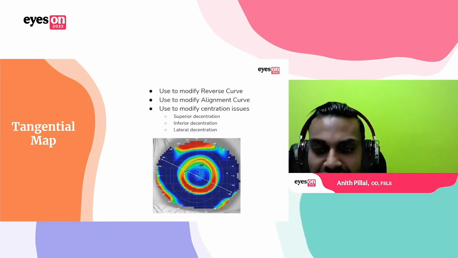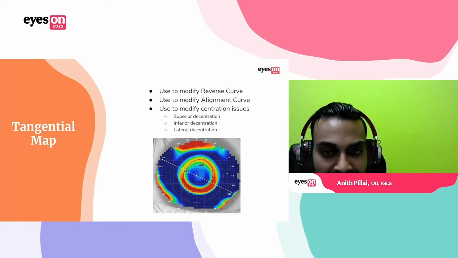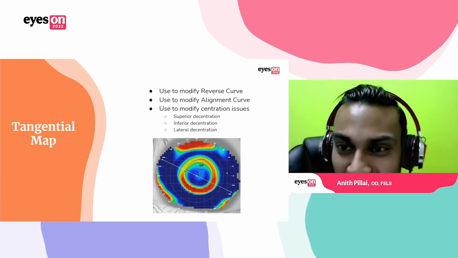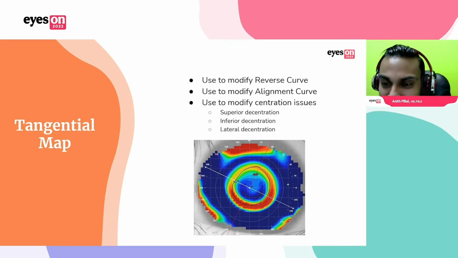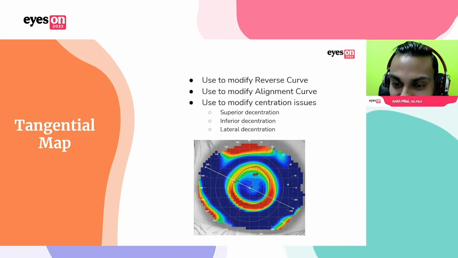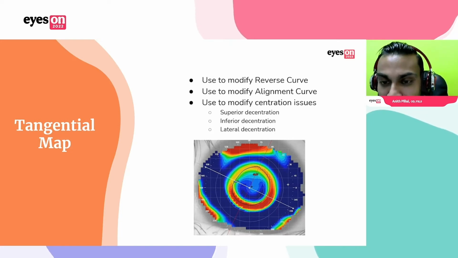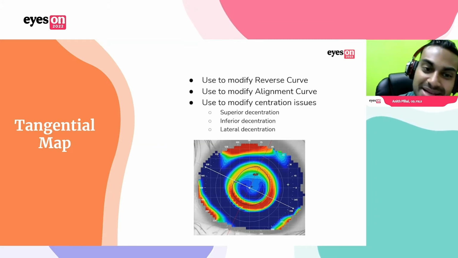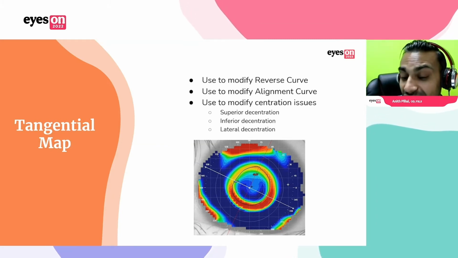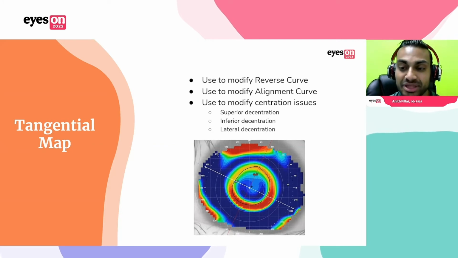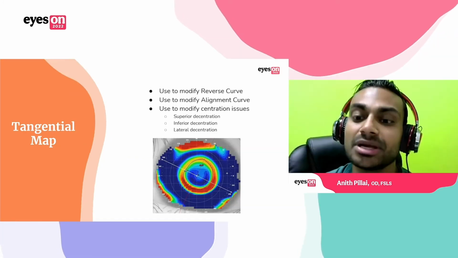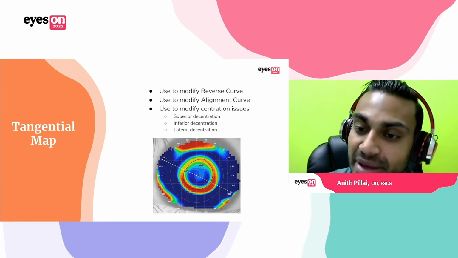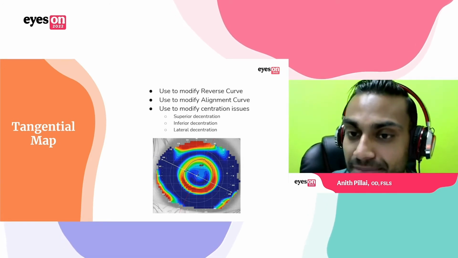And when we use the tangential map for modifications is for the zones that are important for centration. So the reverse curve, the alignment curves, anything that's used to modify how that lens is fitting, that's when we use a tangential map. So not the base curve, right? The base curve is not going to be modified too much from tangential map analysis because that's not the fitting curve, that's the treatment curve. But when the lenses are not fitting properly, we're going to be modifying reverse and alignment zones, and we'll be using tangential maps primarily to see what's going on.